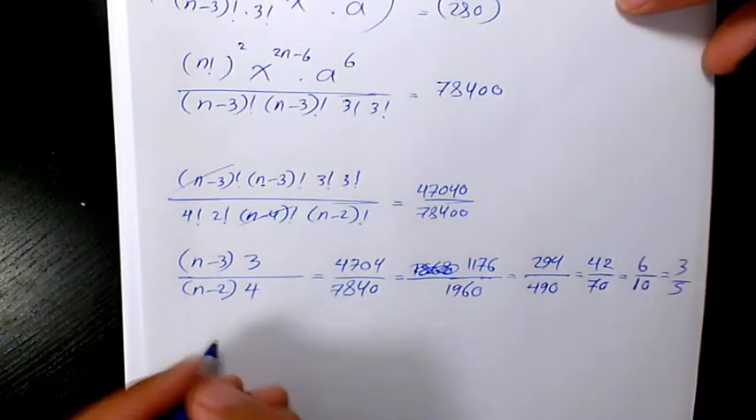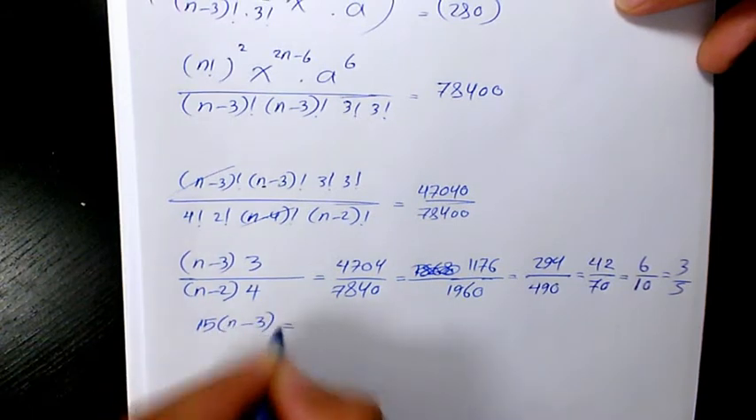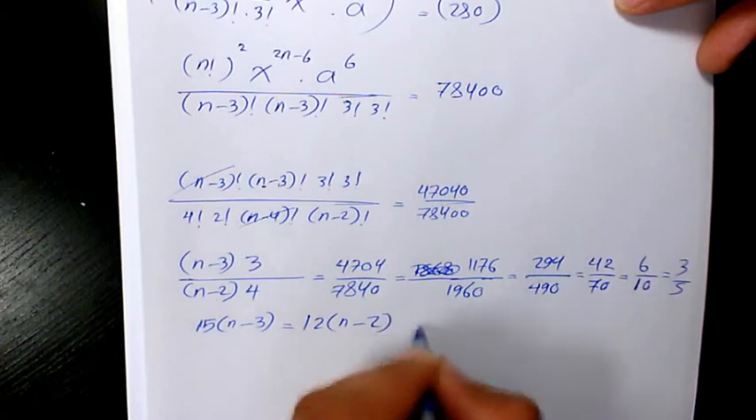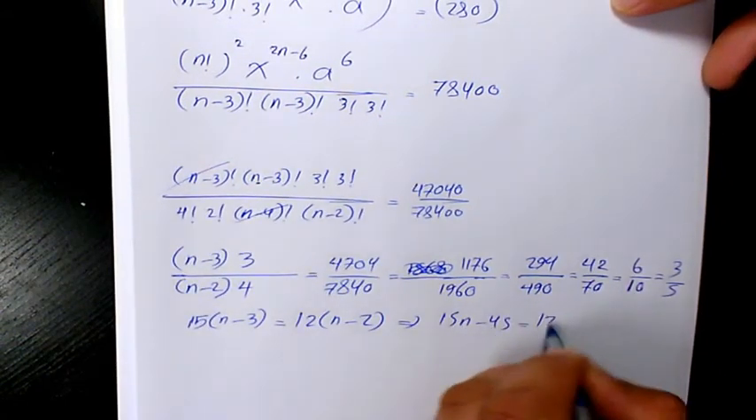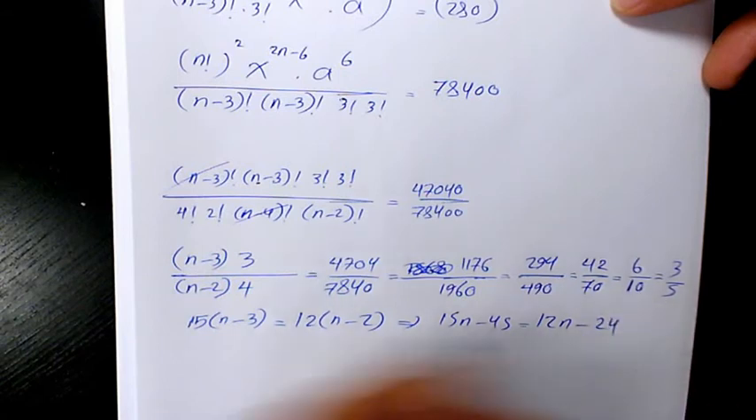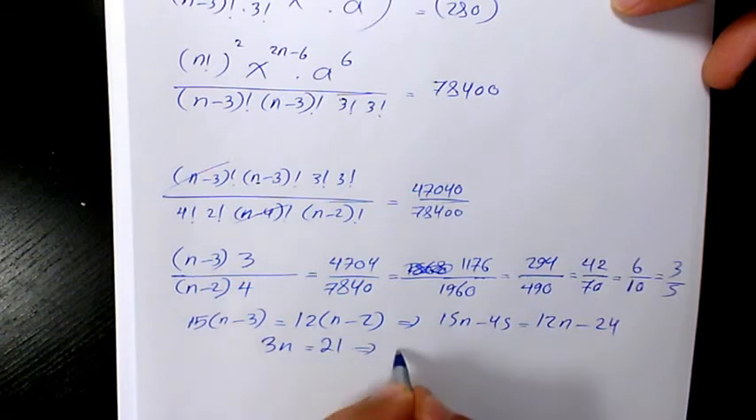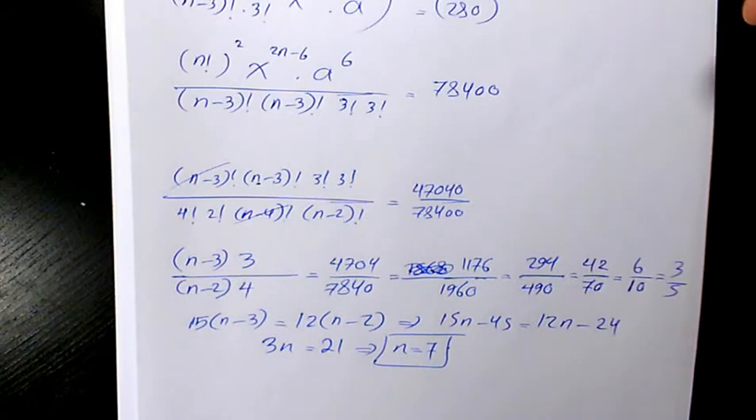When you cross multiply, it's going to be 15(n minus 3) equals 3 times 4, 12(n minus 2). So that's going to be 15n minus 45 equals 12n minus 24. So that's going to be 3n, 45 minus 24 is going to be 21. N will be 7. So we found n.